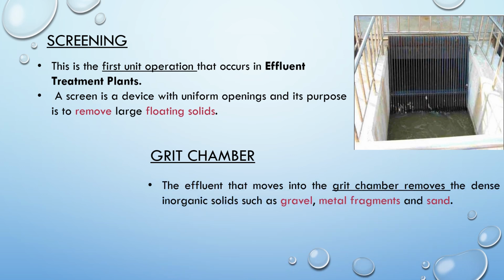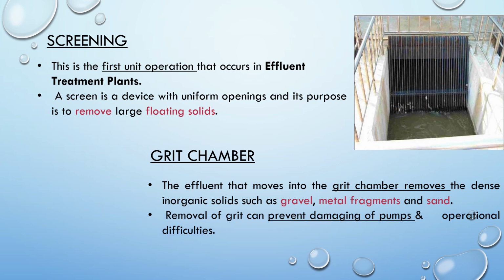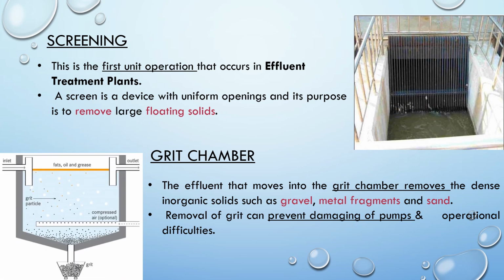Grit chamber. The effluent that moves into the grit chamber has the gravel, metal fragments, and sand removed from it. Removal of grit can prevent damage to pumps and operational difficulties. This is the grit chamber, from where the fat, oil, and grease on the upper portion is removed, and the grit settles down at the lower portion and is removed from the lower outlet, and then the safe or treated water is removed from the side outlet.